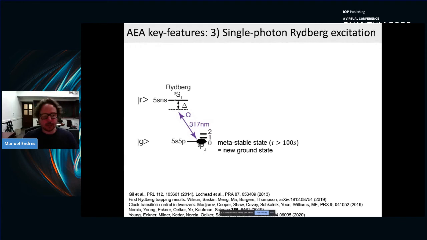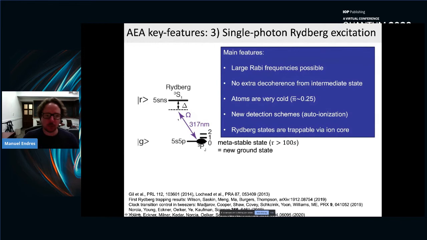And now there are a few key features here. You can actually go to somewhat large Rabi frequencies because you have high power here and you avoid that intermediate state. That intermediate state would normally also cause decoherence, and we don't have that here. Atoms are very cold, so we have a typical n bar in the radial direction of 0.25, that reduces Doppler effects.